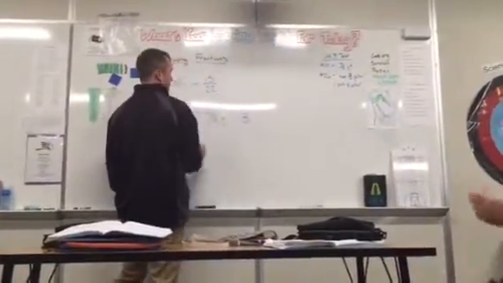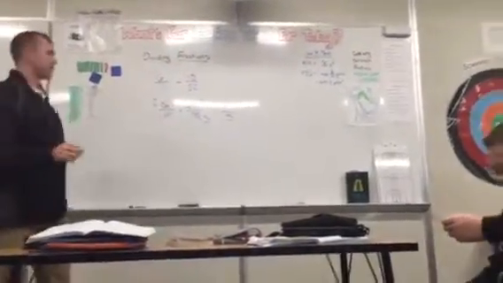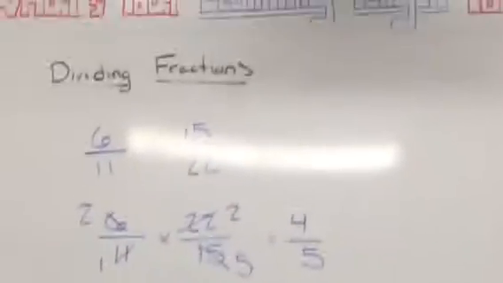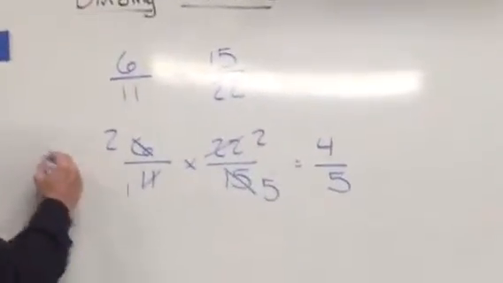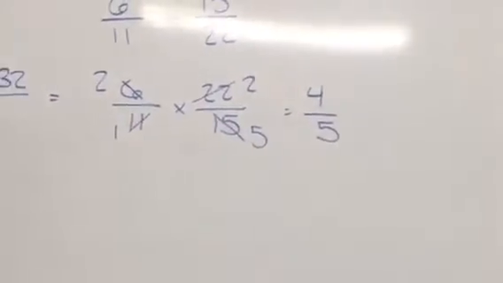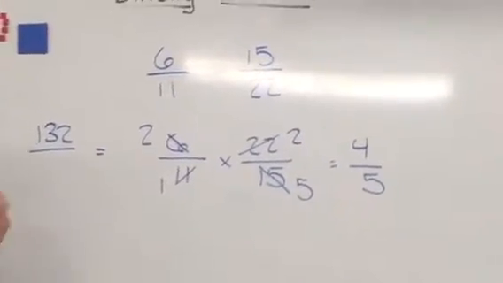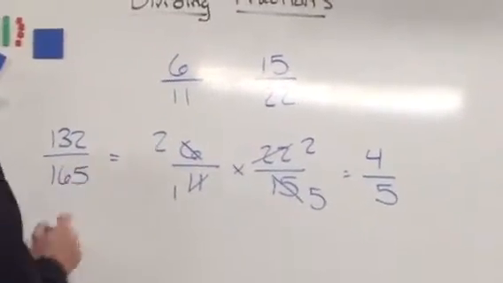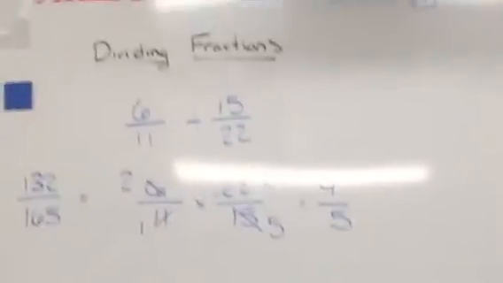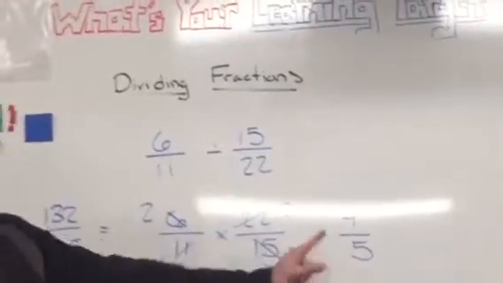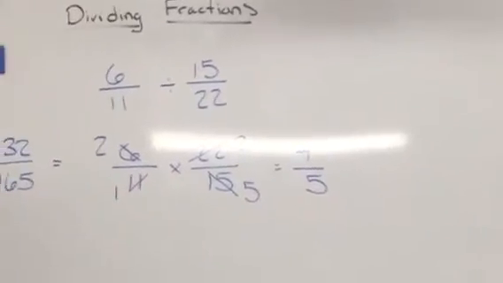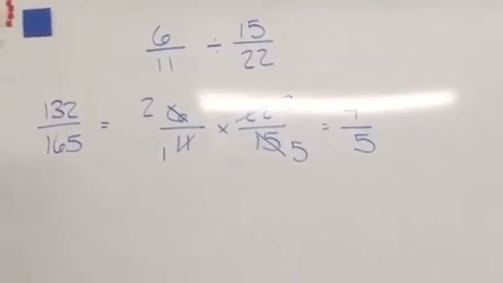4/5. If you would not have cross canceled there, you would have gotten 6 times 22, which is 132, over 11 times 15, which is 165. That'd be hard, and then you would have to simplify that. Which was easier? Our way? Cross canceling or doing this at the end? Our way. Yeah, absolutely. This is going to be much quicker. Okay? Alright, thanks, everyone.